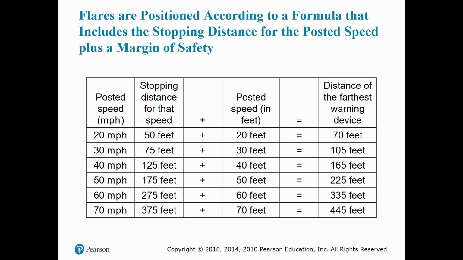In this diagram, it discusses how flares and cones should be placed far enough from a scene so that a car can safely stop before it hits the scene, even if the driver did not notice the flares or cones from a distance. So if the posted speed limit is 20 miles per hour, the general stopping distance for that speed is 50, plus the speed limit. The distance for the furthest warning device should be 70 feet. And it goes on from there.